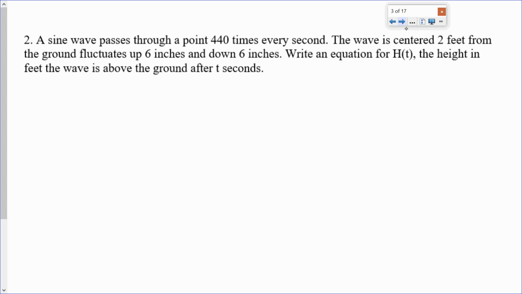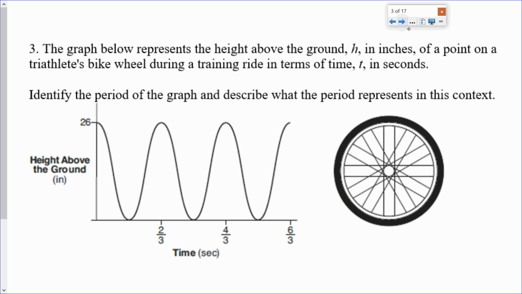Number 2 is pretty much the same thing, so I'm going to let you do that one on your own. And we're going to skip to number 3. The graph below represents the height above the ground, h in inches, of a point on a triathlete's bike wheel during a training ride in terms of time t in seconds. Identify the period of the graph and describe what the period represents in this context.